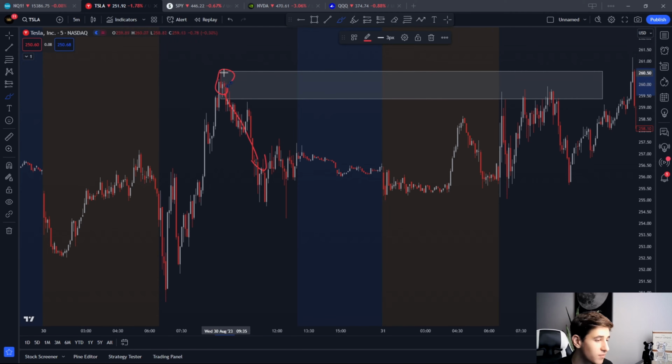Okay, so I marked that down, and this is my supply zone. Just to take it a bit slower, I look for consolidation, a strong drop, and I mark down the consolidation before that drop happened.